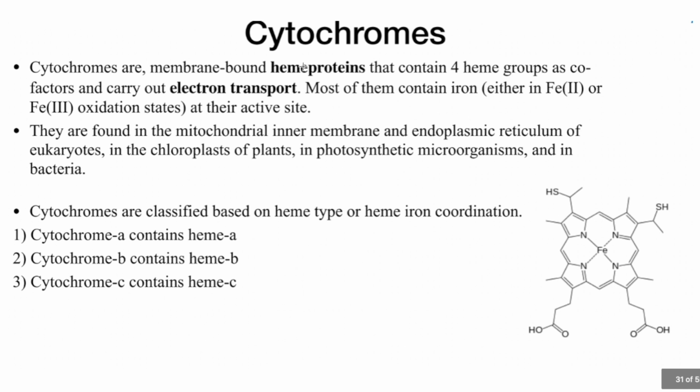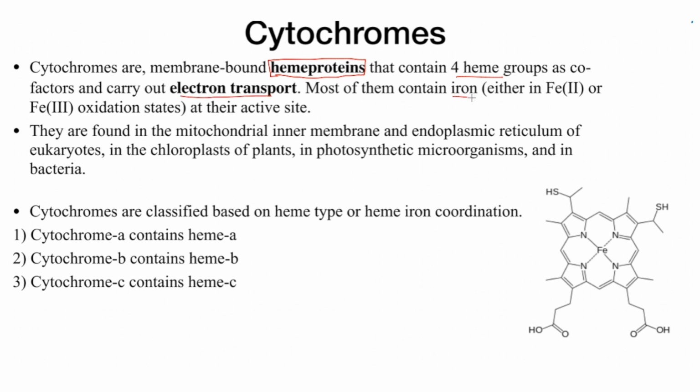The next thing which we are going to discuss is cytochromes. Cytochromes are membrane bound heme proteins. Understand that these are heme proteins, that means they contain a heme group. This is the heme group you can see on the screen. This is called a heme group, right? Now it contains 4 heme groups as a cofactor and carries out electron transport.